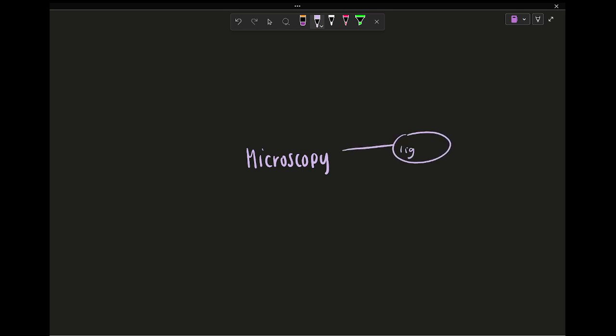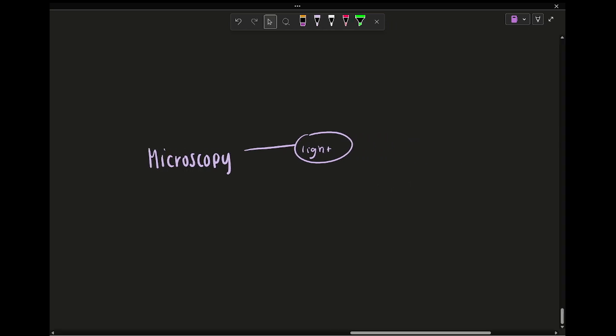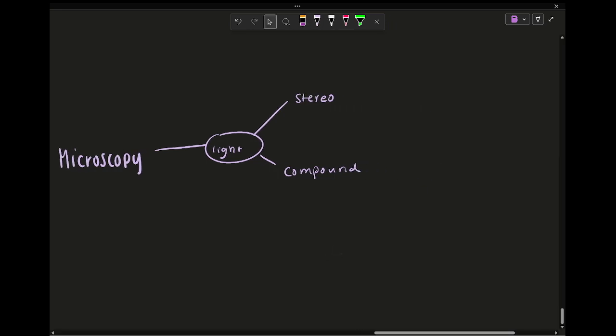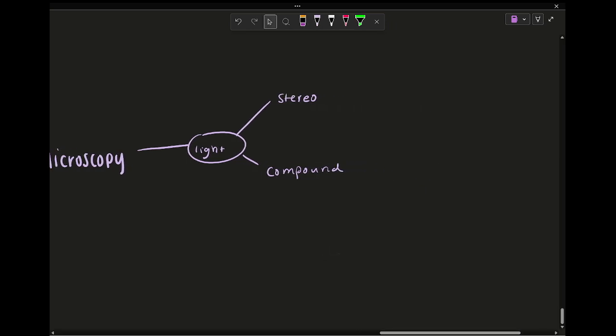Light microscopes include stereo microscopes and compound microscopes. Let's talk about these two. Stereo microscopes allow you to observe the surface of the sample. Some of the pros are that you can view the living sample, but there are a few cons to this. It has very low light resolution compared to the compound.